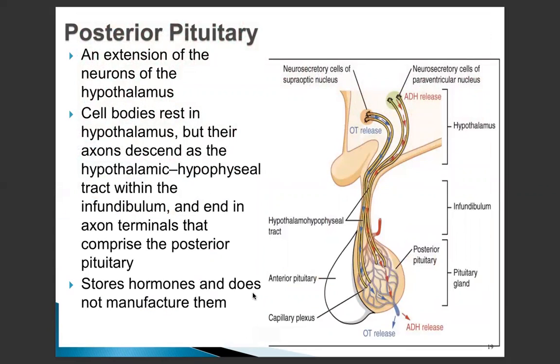The posterior pituitary is an extension of the neurons of the hypothalamus. Cell bodies rest in the hypothalamus, but their axons descend as the hypothalamic-hypophyseal tract within the infundibulum and end in the axon terminals that comprise the posterior pituitary. That means it stores the hormones but does not produce or make them.